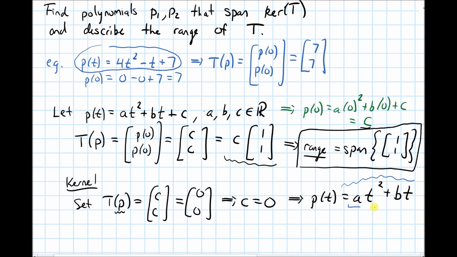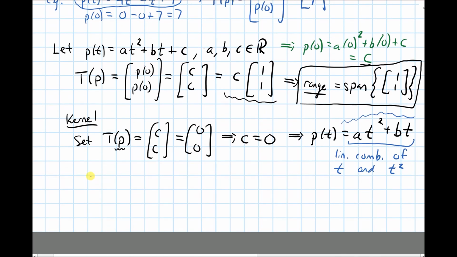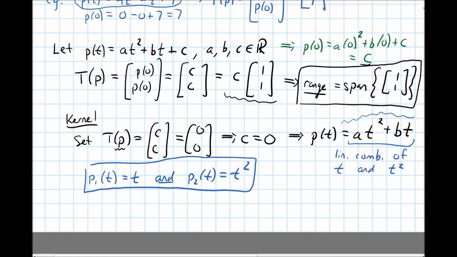So notice that this right here is a linear combination, because I have a times something plus b times something. What are those two things? Well, one of them is the polynomial t, and the other one is t squared. So those are our two polynomials that we take the span of to get the kernel. I'll let p1 of t equal t, and the other one, p2 of t, I'll call t squared. So those are the two polynomials whose span is the kernel.